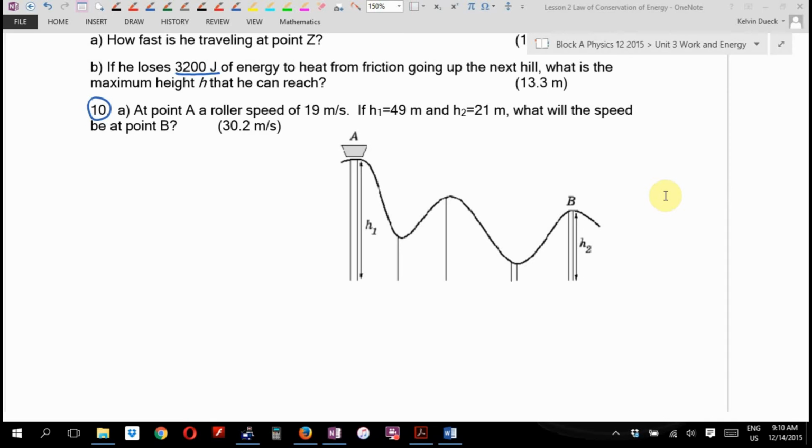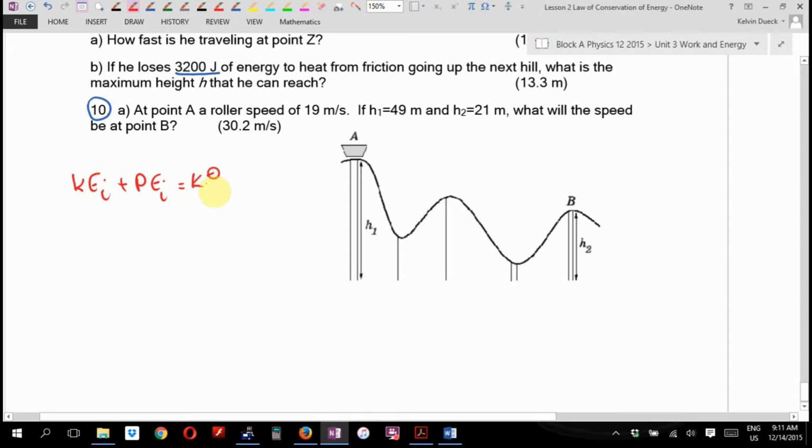H1 equals, okay. Is there a change in height? Is there a change in speed? Is there a yucky, curvy path? You know what this is a job for? Conservation of energy. So I'm going to start out by going KE initial plus PE initial equals KE final plus PE final. The sad news is I don't think any of these are zero. We're never on the ground.